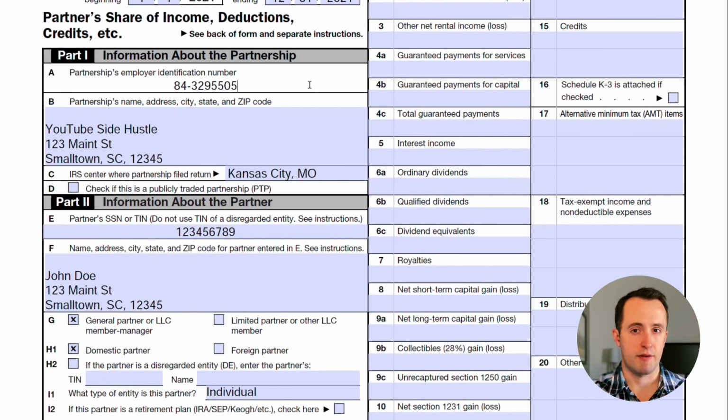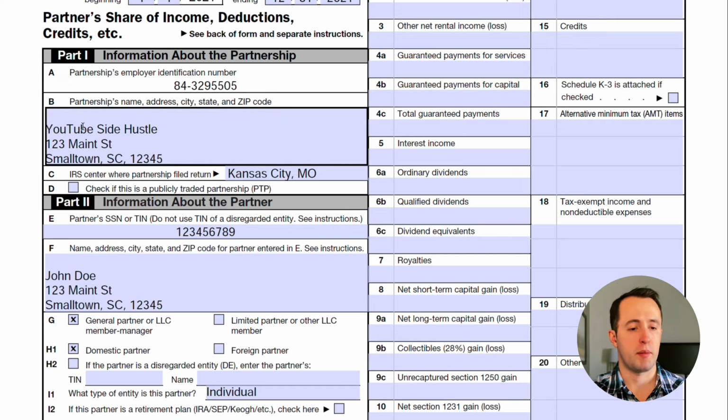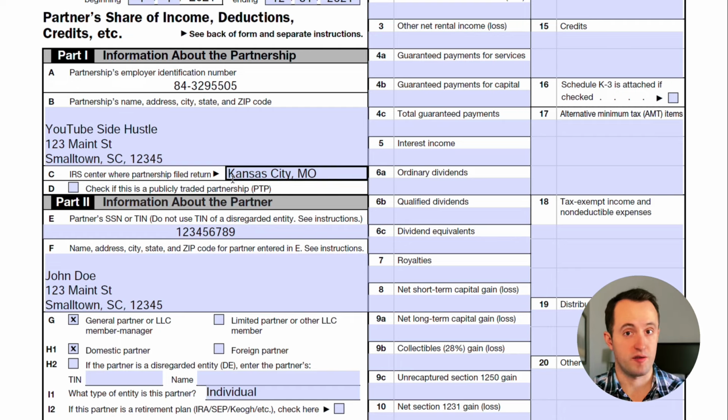Continuing down here, you're going to put your employer identification number, your EIN, so you can just copy and paste that from your 1065. You're going to put the partnership's name, the address, city, and zip code. Where is the IRS center where this partnership return is going to be filed? If you look in the 1065 instructional form, it's going to show you where you need to file your partnership tax return depending on the state you live in, as well as depending on what kind of revenue you're generating. So for this example, it's going to go to Kansas City, Missouri, because it's making a nominal amount of money and it's in the state of South Carolina.